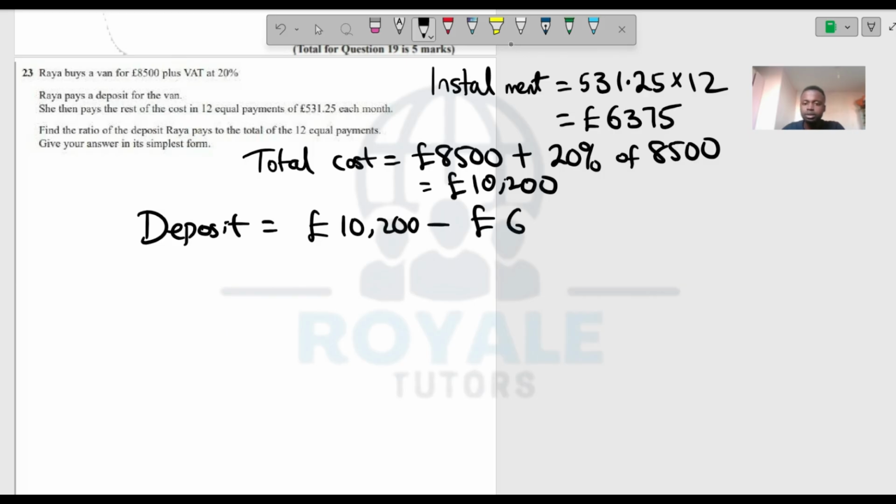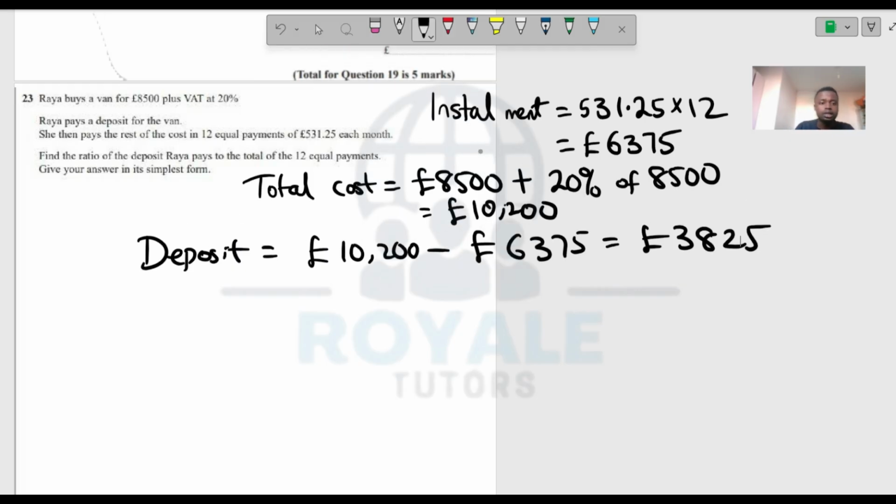minus the installment pay, because it was after the deposit was made that the installment was shared over 12 months. All right, so that means the amount that was paid in installment will be 10,200 minus 6,325, and that will be 3,825. So let's come to the ratio now.